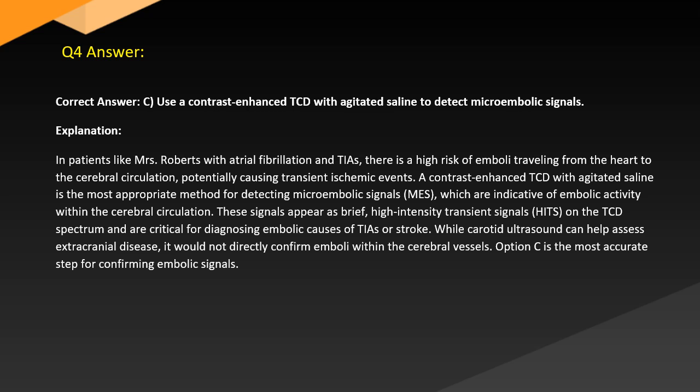These signals appear as brief, high-intensity transient signals, HITS, on the TCD spectrum, and are critical for diagnosing embolic causes of TIAs or stroke. While carotid ultrasound can help assess extracranial disease, it would not directly confirm emboli within the cerebral vessels. Option C is the most accurate step for confirming embolic signals.